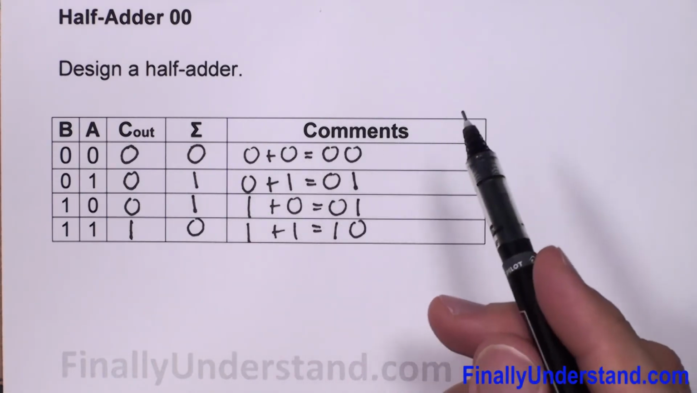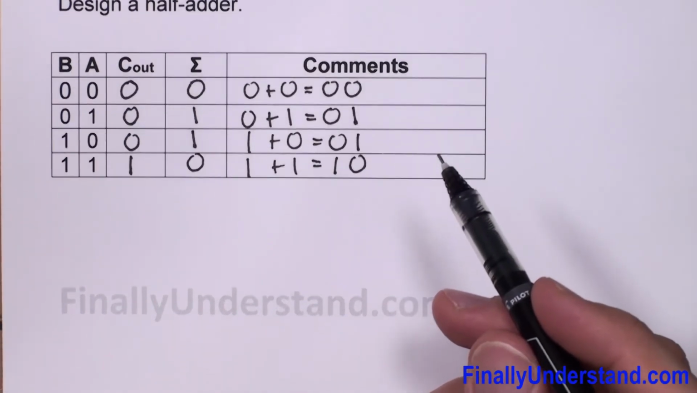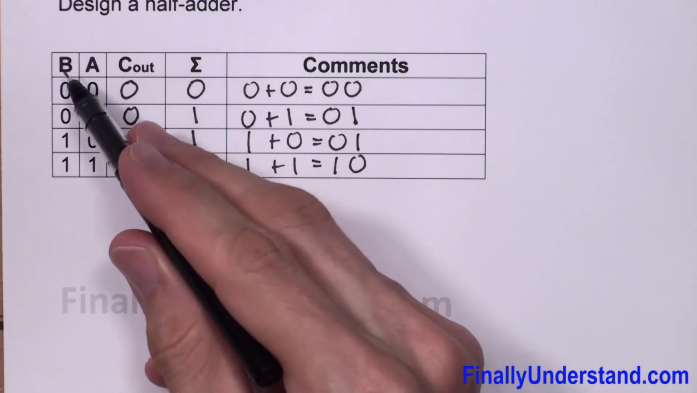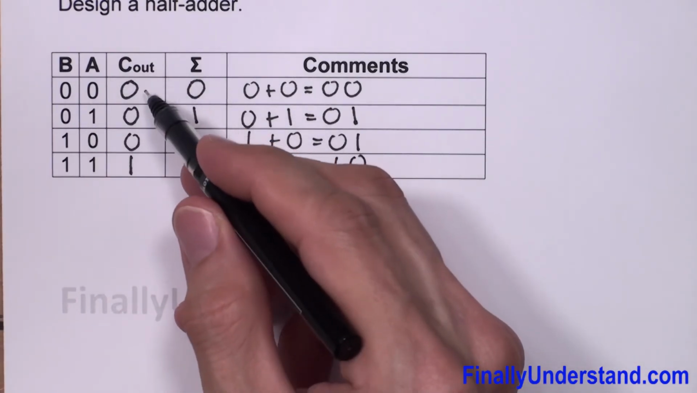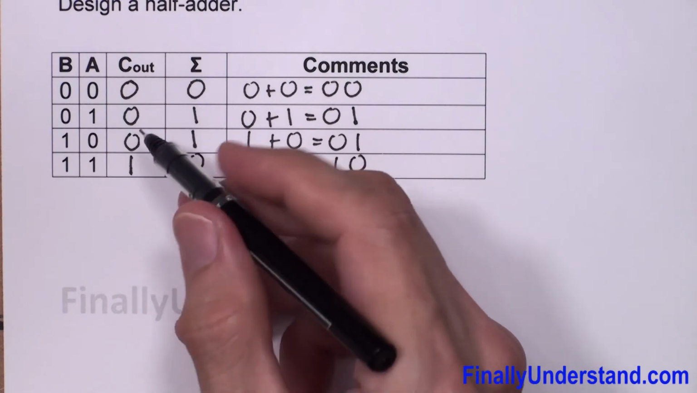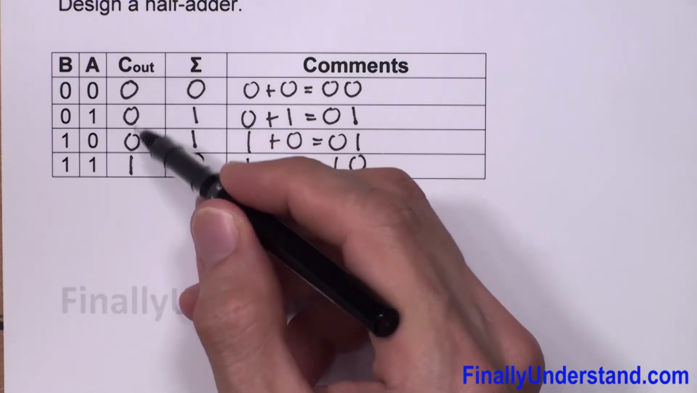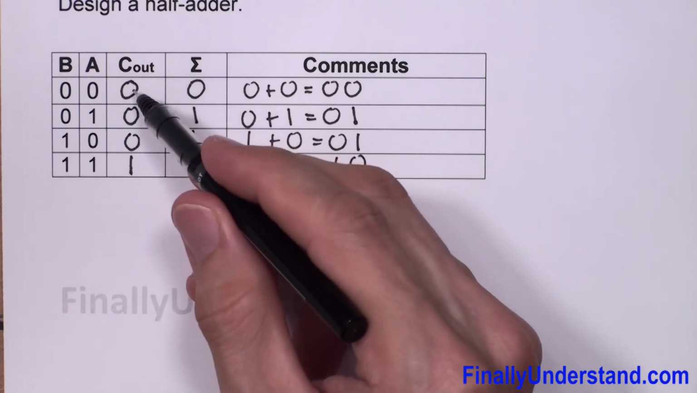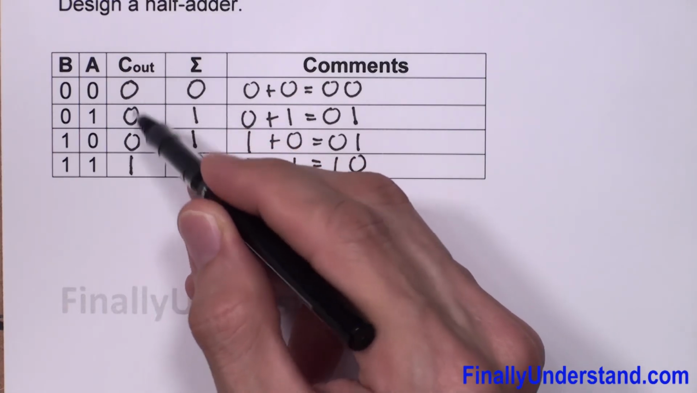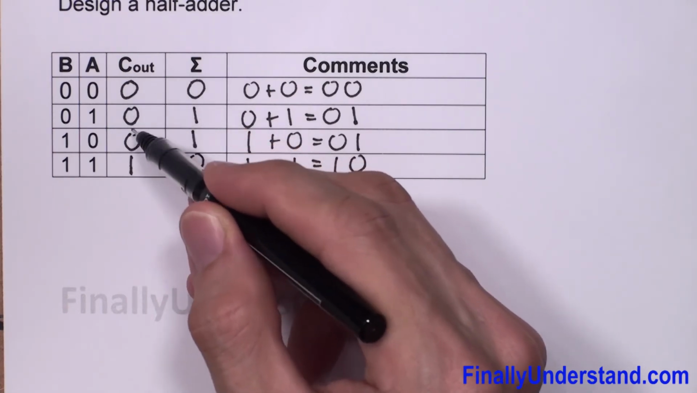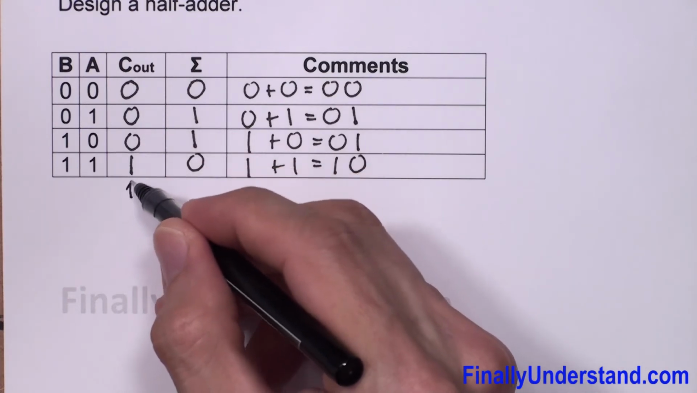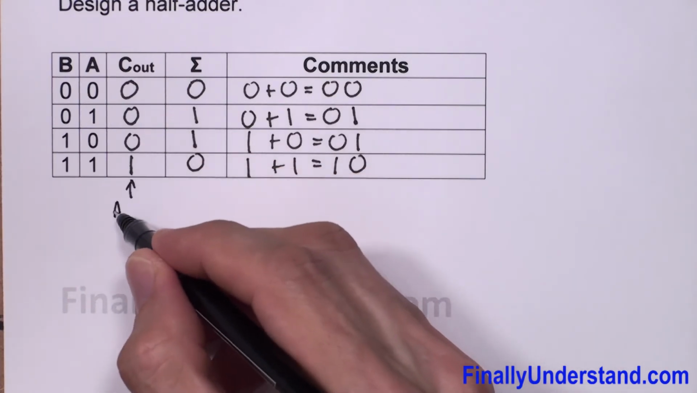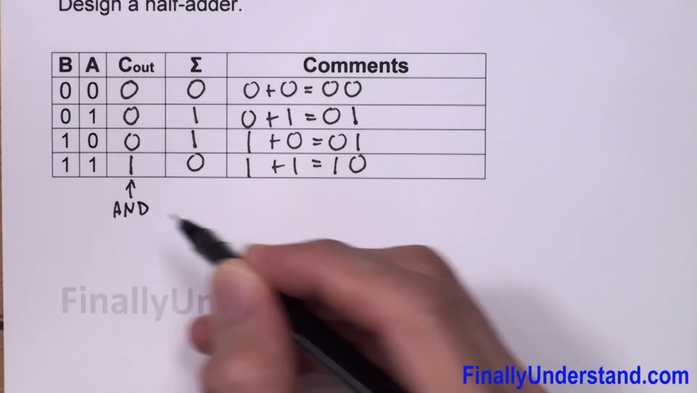Now we're supposed to draw the diagram. Please notice that we have two inputs and we are going to have two outputs. Okay, if you look at this column called carry out, this figure is supposed to remind you of something. This is nothing else, just the AND gate truth table. Okay, so this is the AND gate.